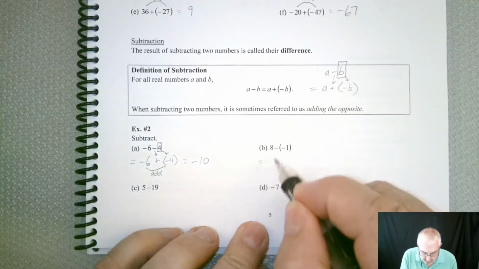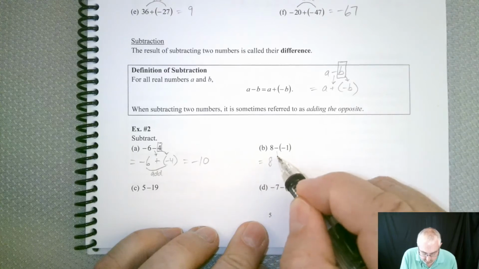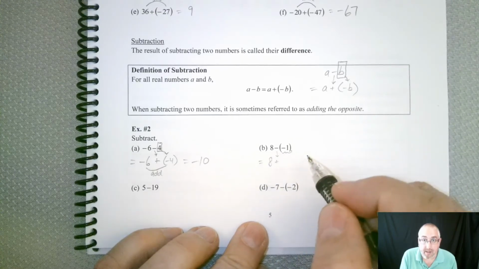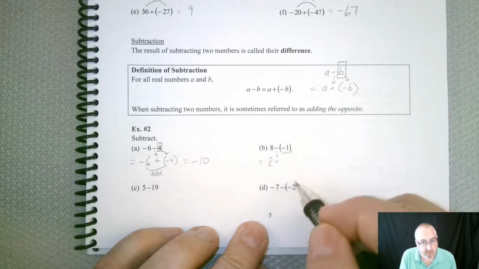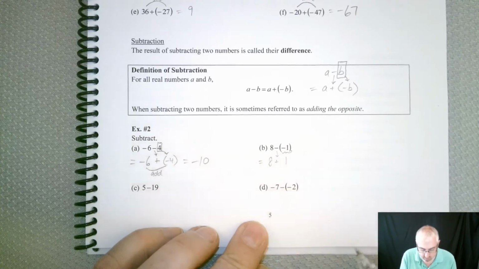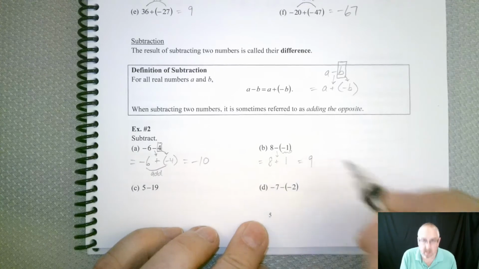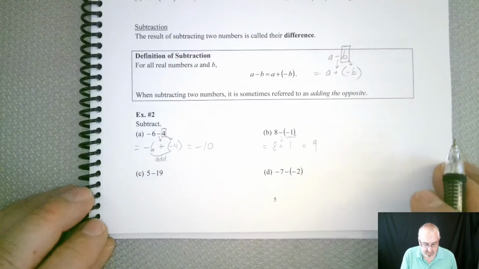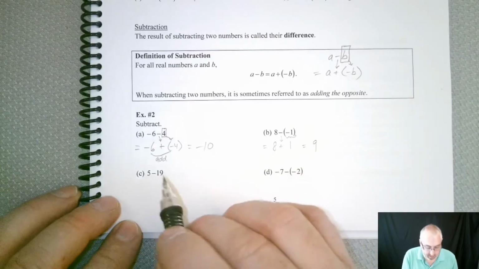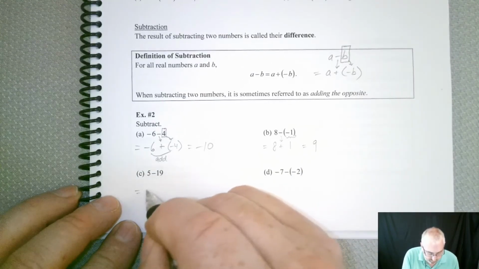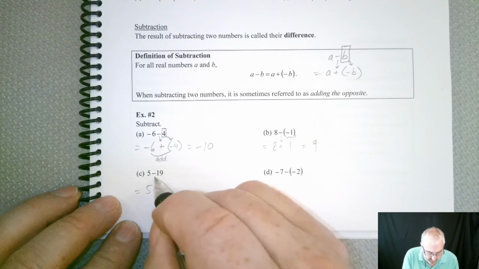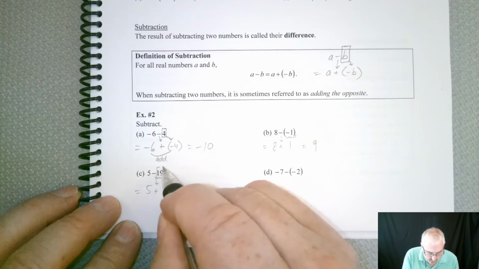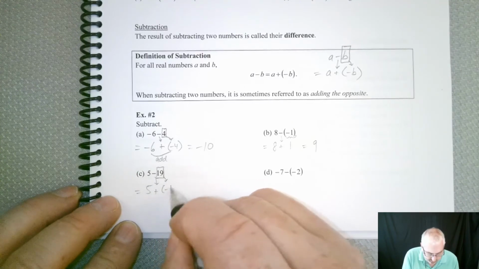All right, let's do it again. So this is going to be an 8 still. The subtraction changes to addition, but now the second number is negative. So if we change it to its opposite, it becomes positive 1. 8 plus 1 is 9. All right, so there's a couple of cases there. Let's try the next one. So 5 doesn't change, the subtraction changes to addition. 19 will change to its opposite, which is negative 19.